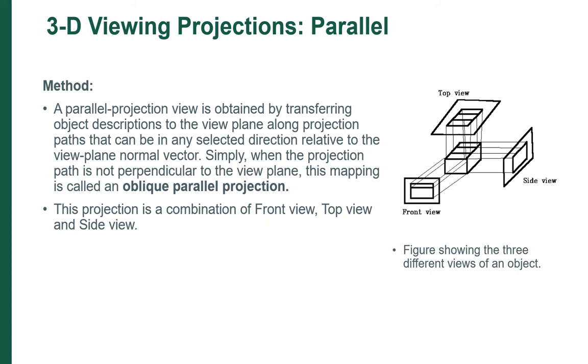This is about 3D viewing projections in parallel. The parallel projection view is obtained just by transferring the object descriptions to the view plane along the projection paths that can be in any selected direction related to the view plane normal vector. When the projection path is not perpendicular to the view plane, it is called oblique parallel projection. This projection can be a combination of top, front and side views. As shown in the figure, the particular object has a top view, front view and side view, and we see how it looks from those views.